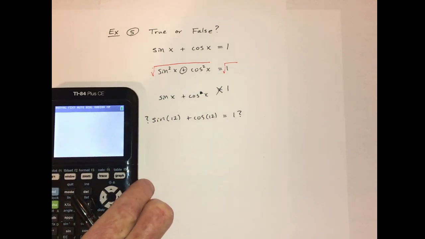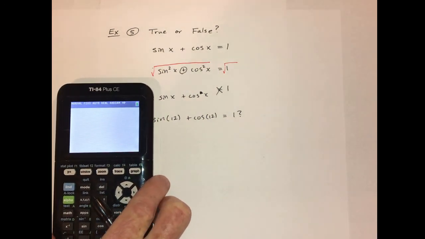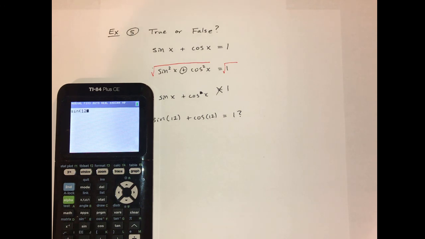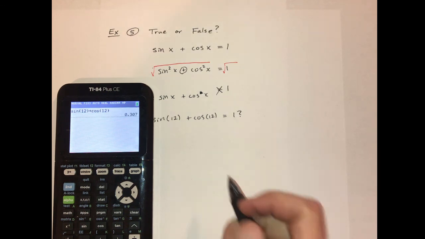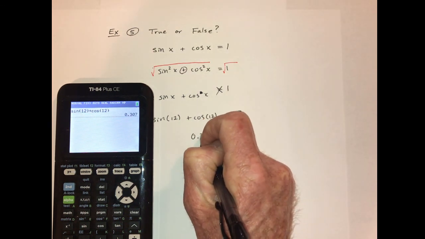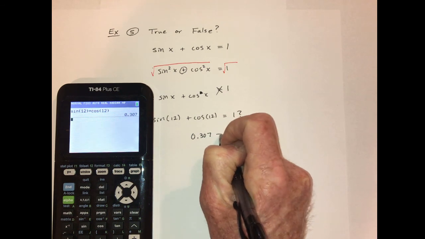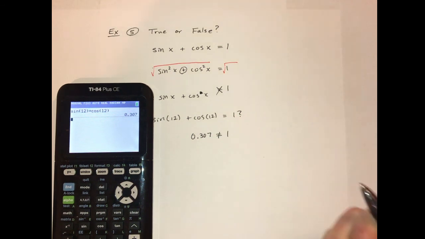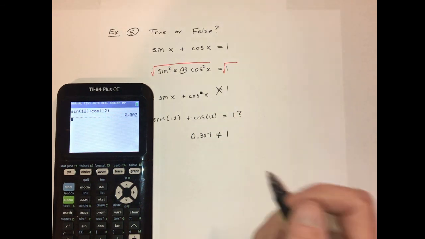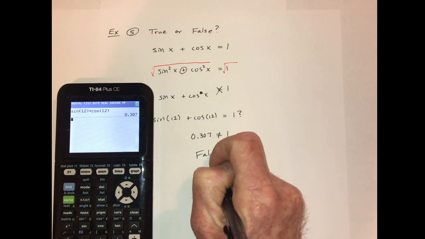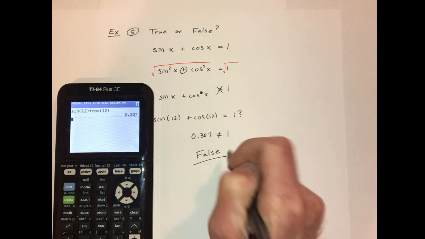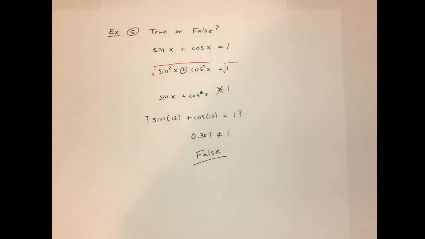So this one is sine of 12 plus cosine of 12. Does that equal 1? Nope, not even close. So when you're proving something false, you only need one number to prove that it's false. So this one is false. And that's section 5.1. Talk to you soon.